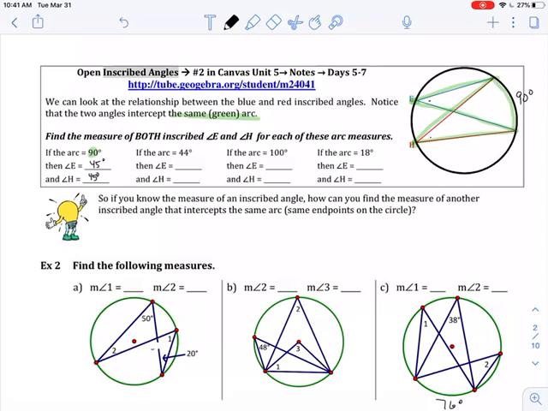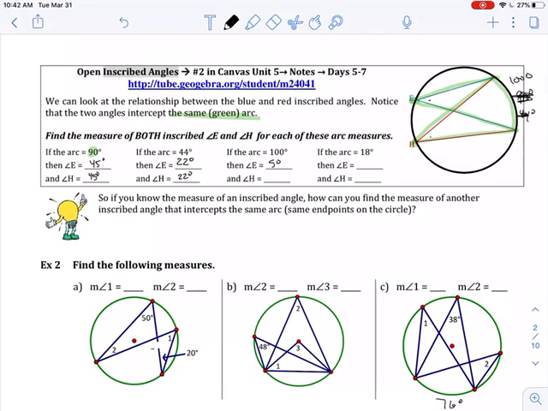Okay? Same thing on all these other ones. If the arc was 44 degrees, E and H will both be half of 44, so they would be 22 degrees, right? If the arc was 100 degrees, they would be half of that, so 50 degrees, 50 degrees. If the arc happened to be 18, those angles would each be half of 18, so angle E would be 9 degrees, and angle H would be 9 degrees.